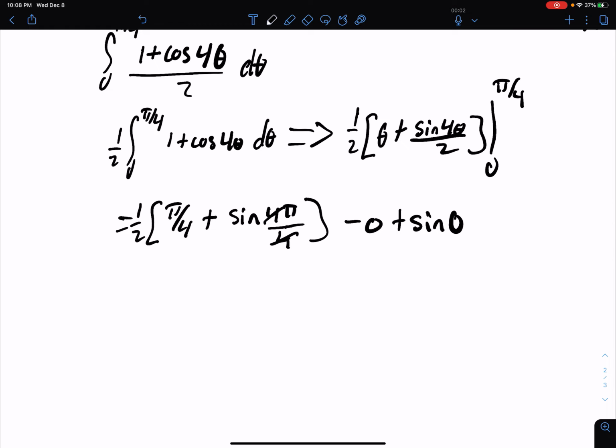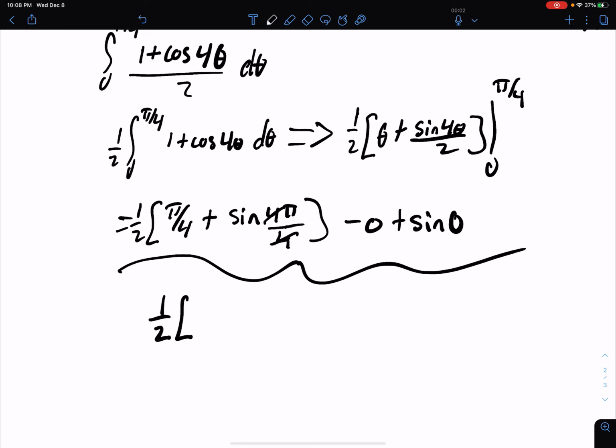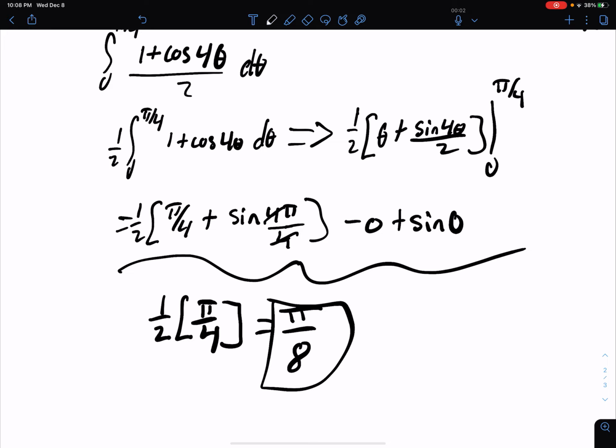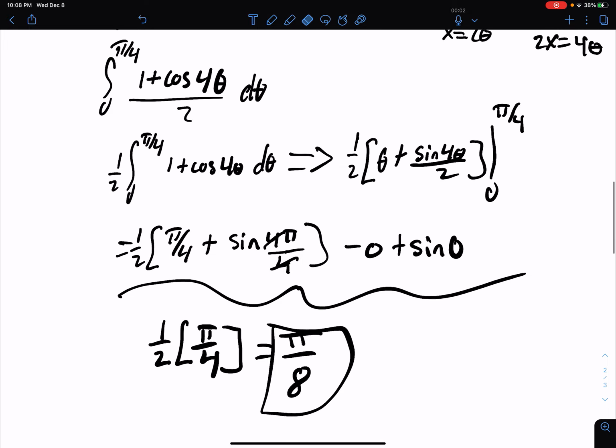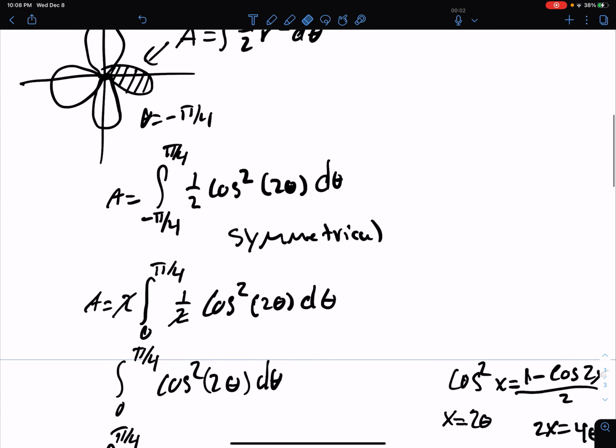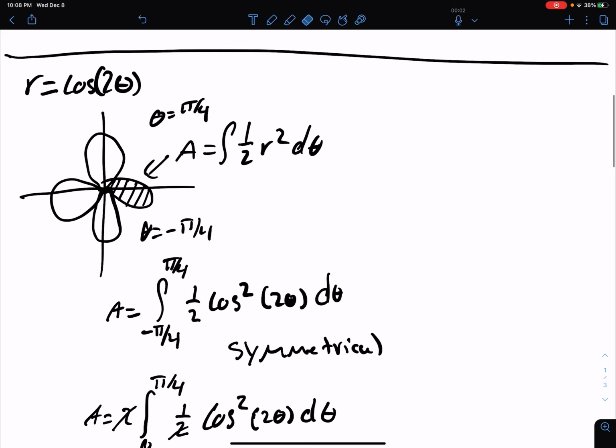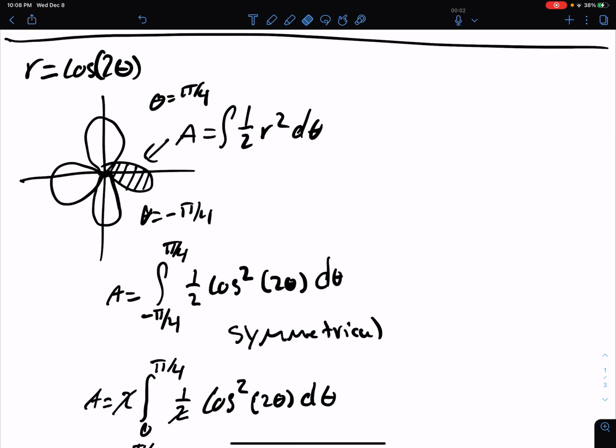And all of this is going to evaluate to 1/2 times pi over 4, which is in turn equal to pi over 8. And that is our area of one of the leaves on a 4-leaf clover. And that is the end of problem 11.